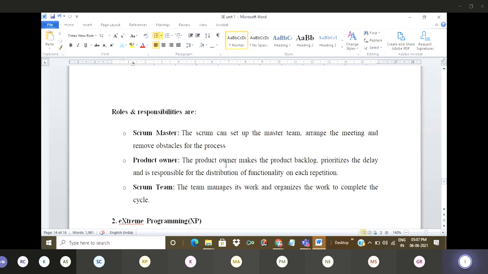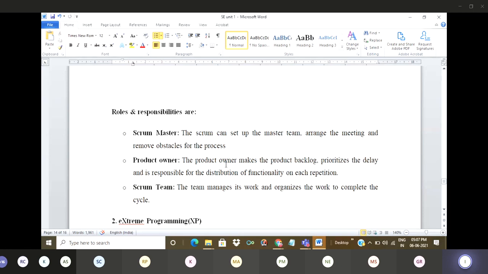Second is extreme programming. So extreme programming is used when customers are constantly changing demands and requirements, when they are not sure about the system performance. So the customer doesn't know what the requirements are. So in this case, we can use extreme programming to handle changing demands and requirements.